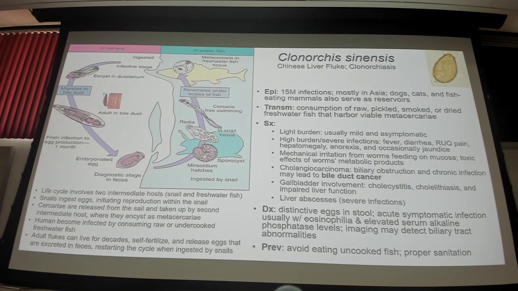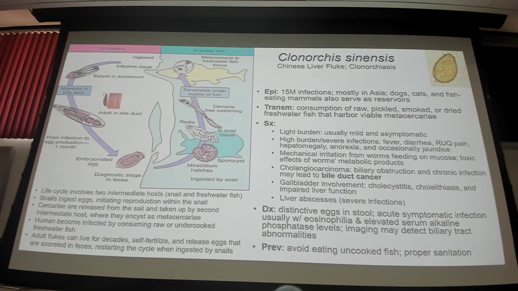Okay, Clonorchis sinensis is another liver fluke. This one has a secondary intermediate host of freshwater fish. Pretty significant burden worldwide, 15 million infections, mostly in Asia. Sinensis implies Chinese liver fluke. We have a lot of other hosts that like to eat raw fish, like cats and dogs, so there are lots of other reservoir species besides humans. But enough humans eat undercooked and uncooked fish in those regions that we get a significant number of cases worldwide.